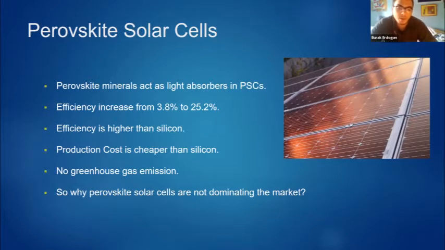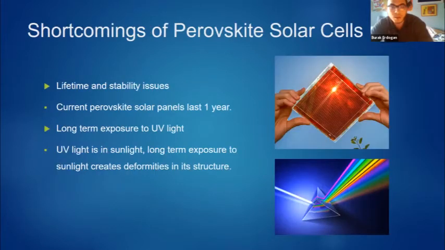So why are perovskite solar cells not dominating the market right now? The reason is that they have a lot of shortcomings. First of which, perovskite solar cells have major stability issues stemming from multiple reasons. This ultimately affects the lifetime of a cell. There are currently some perovskite solar panels which can be used for 1 year. This is obviously not enough for them to be used commercially.